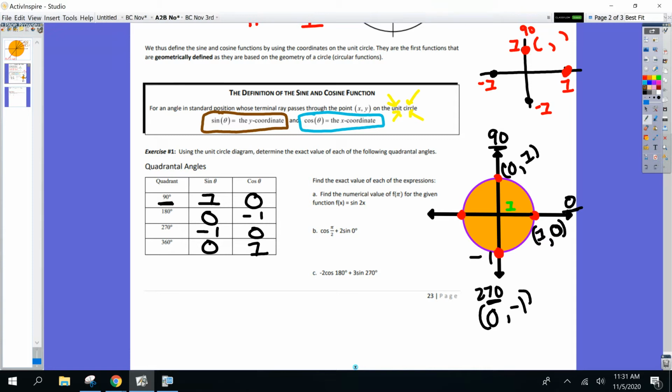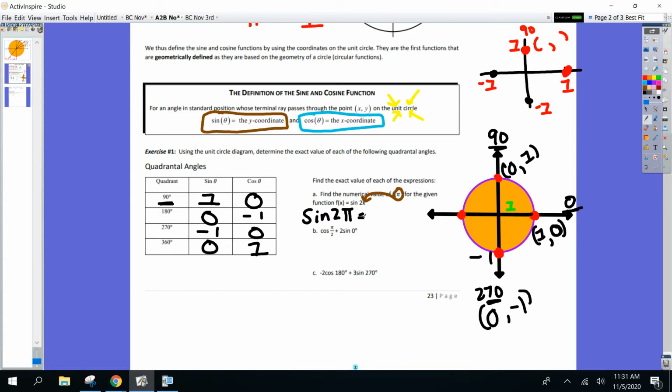Find the numerical value of f of pi for the given function. All right, so all it's asking us is, instead of having an x, plug in a pi for me. So I'm asking, what's the sine of 2 pi? Whoa, that's in radians.